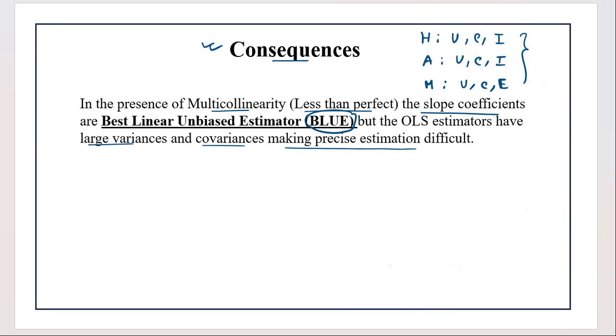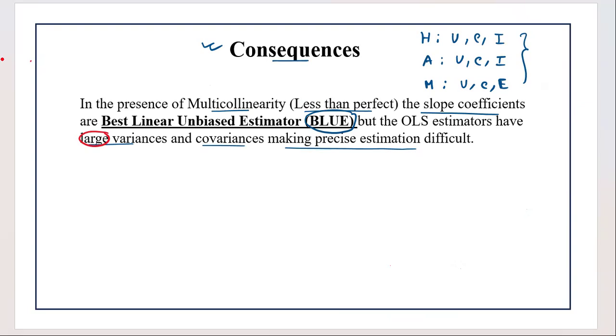But though BLUE is maintained, the variance and the covariance that you will find will be very large quantities. They will be large, but that large quantity is minimum. They are smaller compared to other measures that you would use under multicollinearity. So there will be large variances and covariances, but they will still be minimum.